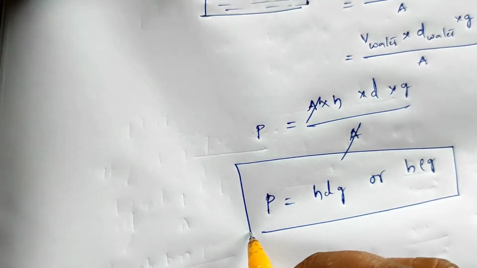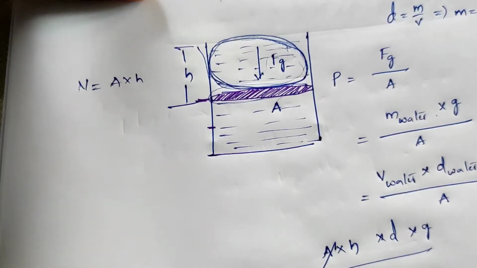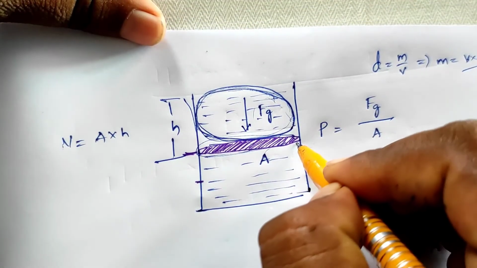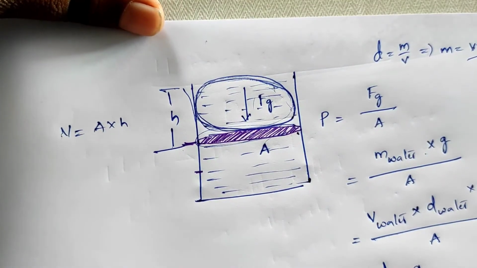So this is not just a normal pressure, this is a hydrostatic pressure. So the hydrostatic pressure at a point. If you take this point here, what is the hydrostatic pressure? From height h, it is h d g like this. So this is the hydrostatic pressure.